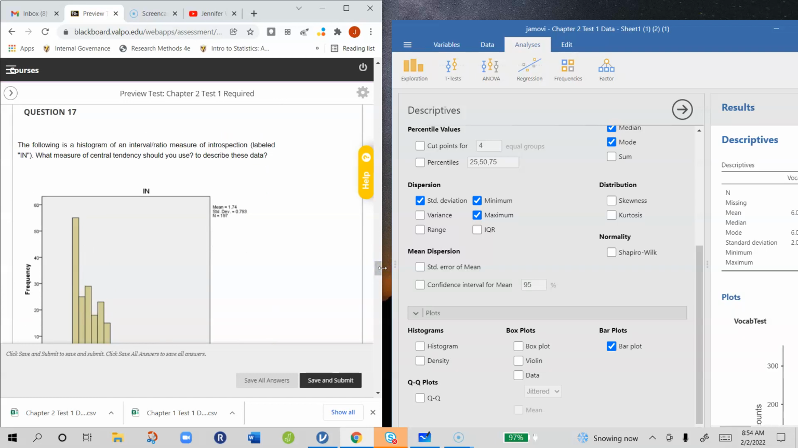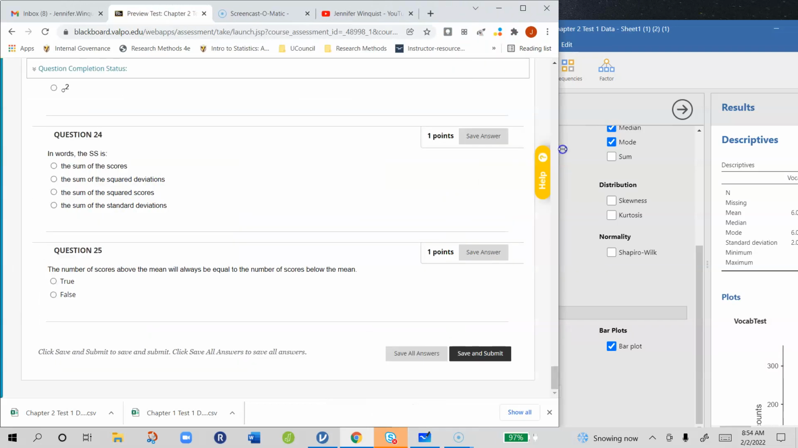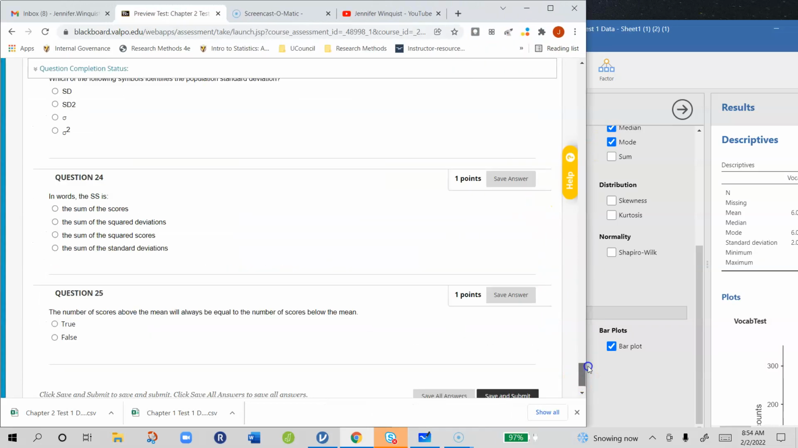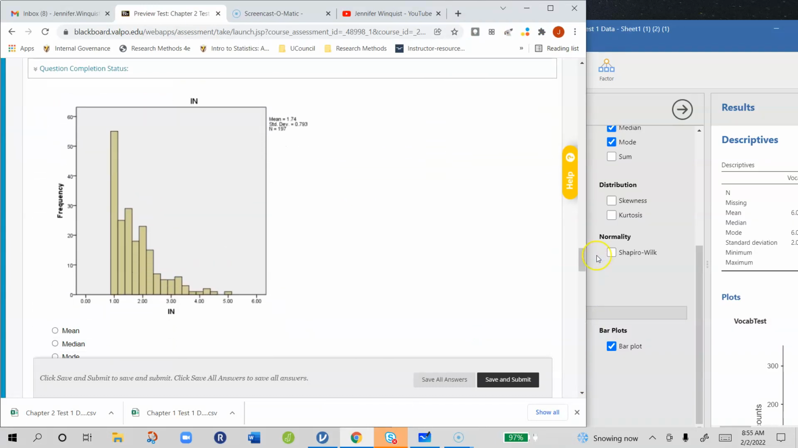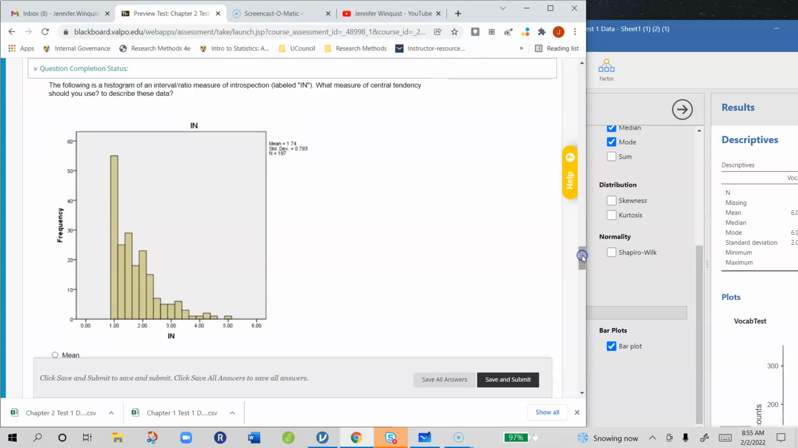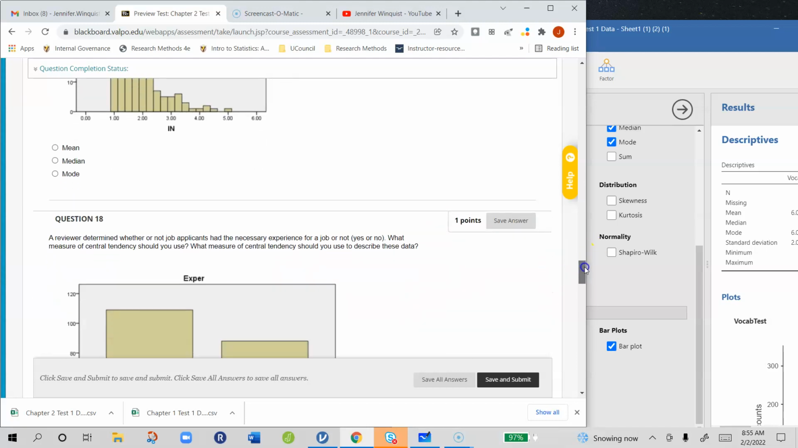Okay, number 17 is asking you to look at a graph and determine what measure of central tendency is appropriate. So let me scroll back up here, look at this graph. In this one, we have a measure of introspection, and this is a positively skewed distribution. Since we have a positively skewed distribution that is in an interval ratio measure, we would choose to use the median. So interval ratio data, you try to use the mean unless the data are skewed or has outliers, and then you use the median.